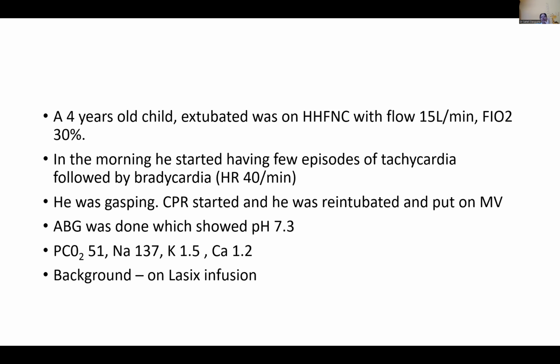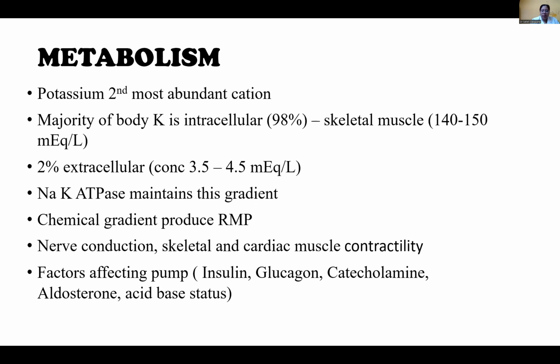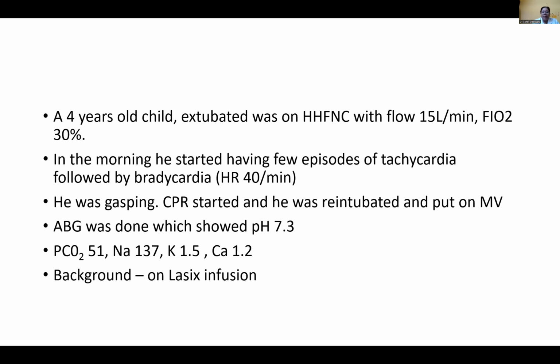And there was a background like the child was on Lasix infusion. Okay, so I will again discuss it later. Now, coming to the metabolism.